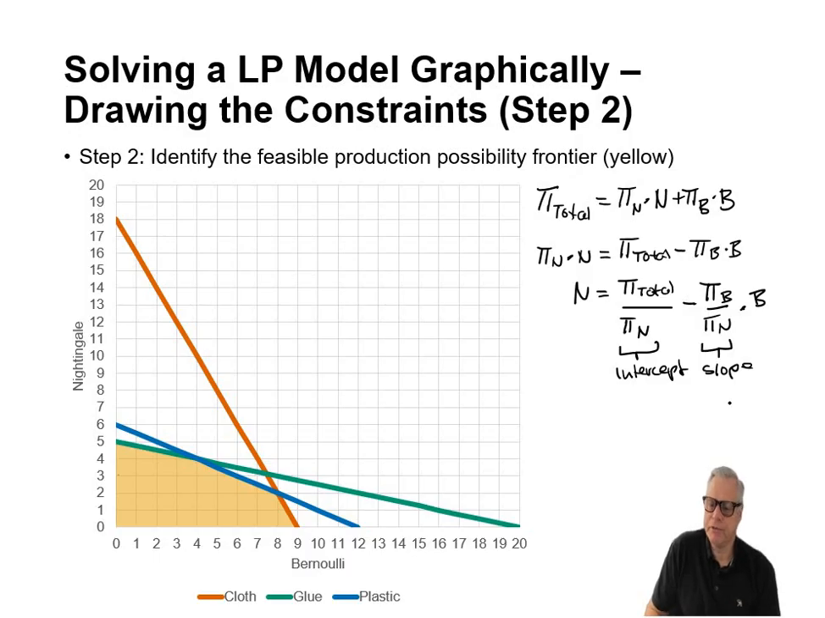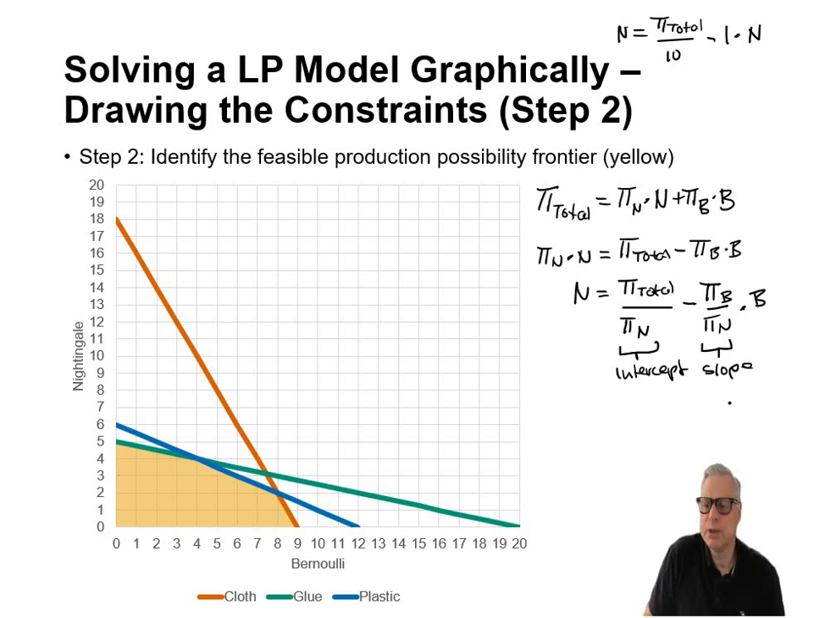Okay, so now the unit profit is, let's write it here. If we plug in our numbers, the unit profit of a Nightingale and a Bernoulli is each 10, so we can write n equals the total profit divided by 10, minus the unit profit of Bernoulli over the unit profit of a Nightingale, that's 10 over 10, so that's -1, times Nightingale.